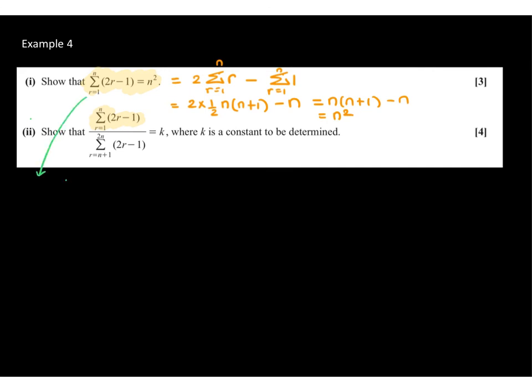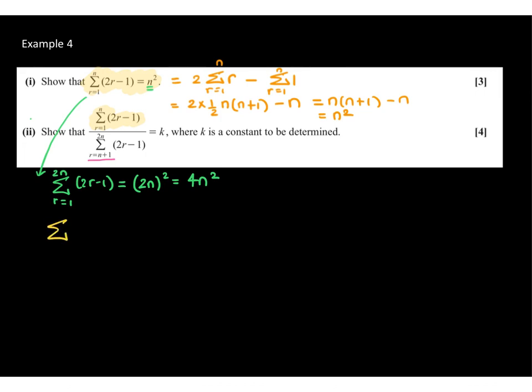Now, if I were working out the sum between r equals 1 and 2n of 2r minus 1, well, I would simply replace n with 2n, because that's now the final number of terms. So that would be 2n all squared, which is 4n squared. But if you look at the summation we're doing, we're going from r equals n plus 1 to 2n. So how do I work that out?